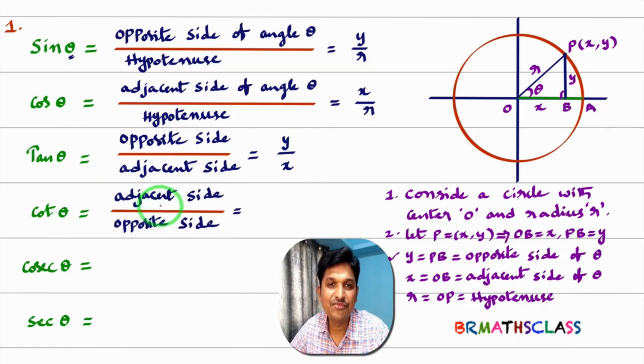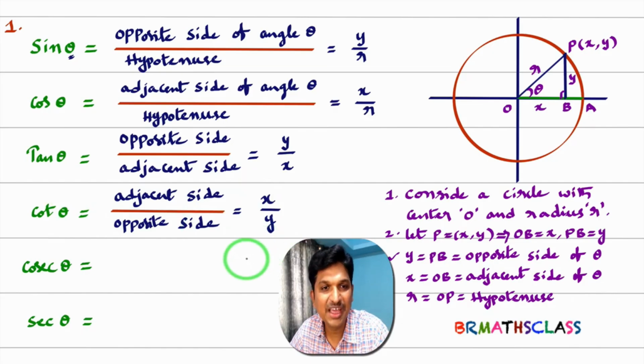Cot theta, how is it defined? It is defined as adjacent side divided by opposite side. What is the adjacent side as per the diagram? Adjacent side is x, opposite side is y. So tan theta is defined as y by x, cot theta is defined as x by y.